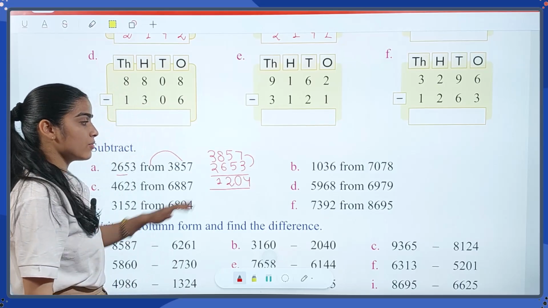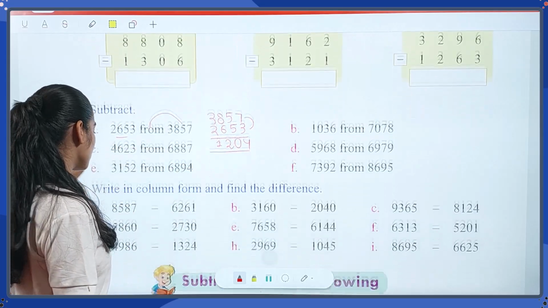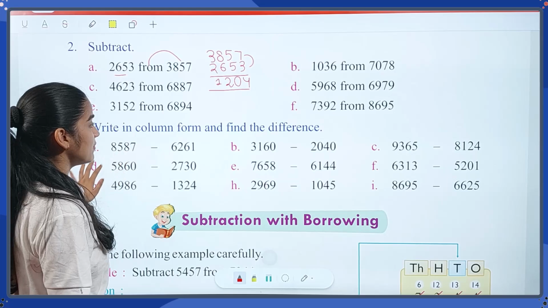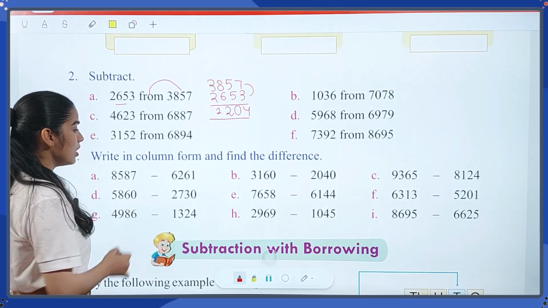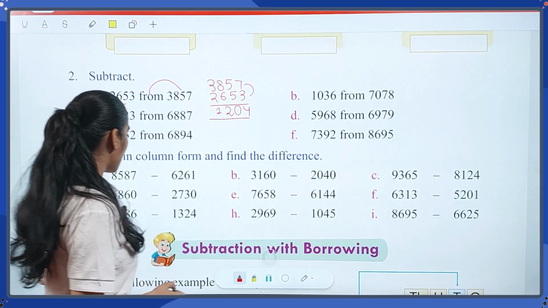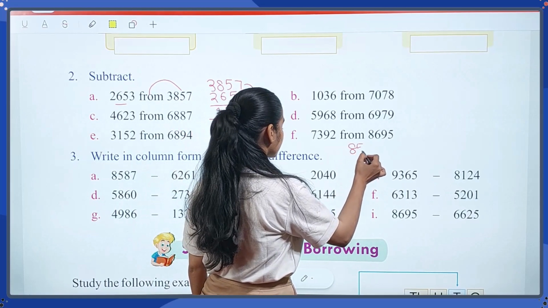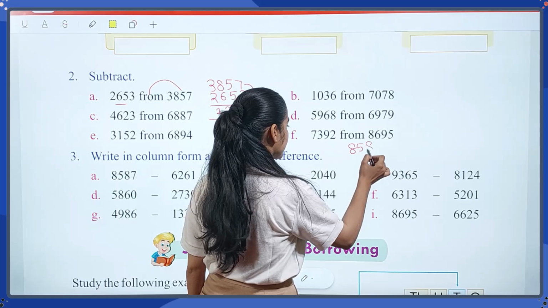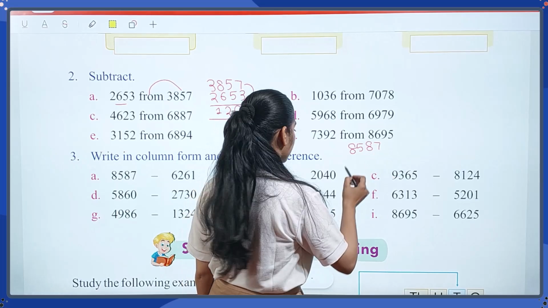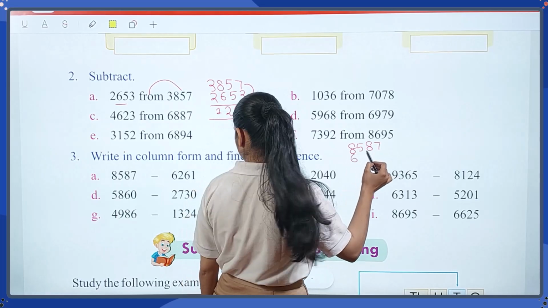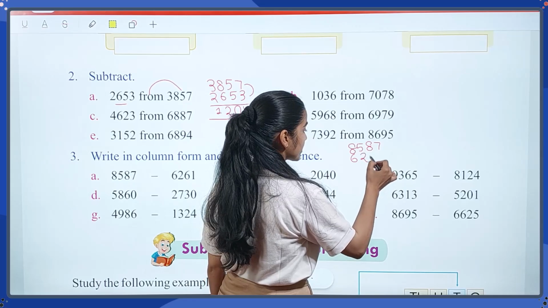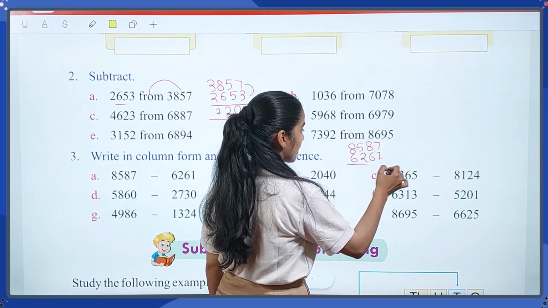In a similar way, you have to solve the rest of the questions. Write in column form and find the difference. So now you have to find out the difference of it. How can we write the column form? First we write 8587 and then 6261. Now we have to subtract it.